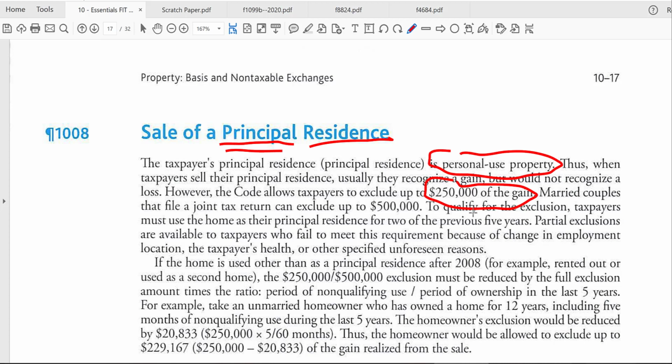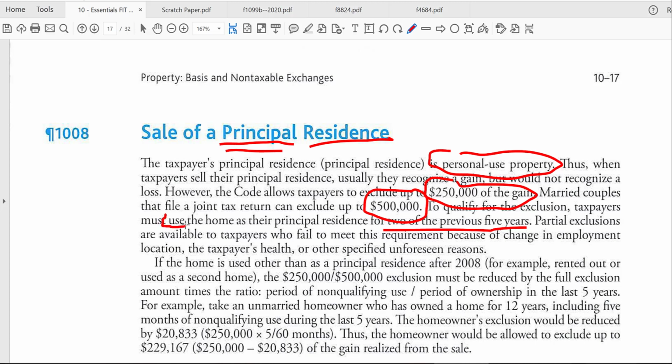In the case of a married filing joint couple, if they qualify, up to $500,000 of the gain is tax-free. We're not talking about the sales price now. We're talking about the realized gain is tax-free. Now, to qualify for this gain, the taxpayers have to use the home for 2 years out of the past 5 years before they sell the property. Here they call it a use test.